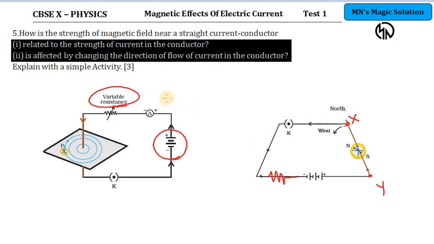So either this activity wherein you have an XY conductor placed vertically, and in a cardboard you make a small hole and pass this conductor through it. After that, all other setups are the same. So this way you can activate it.